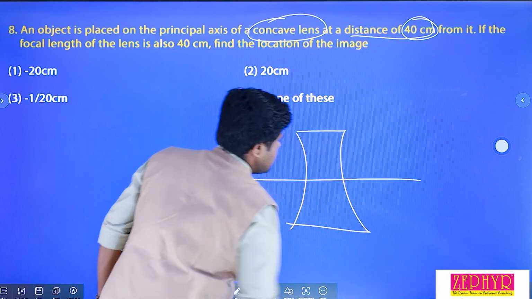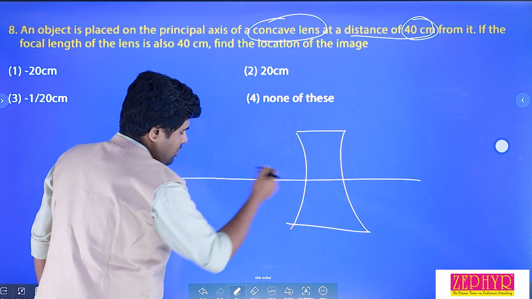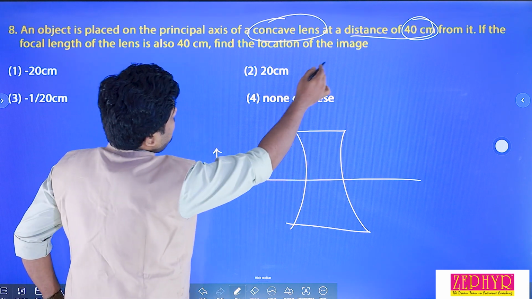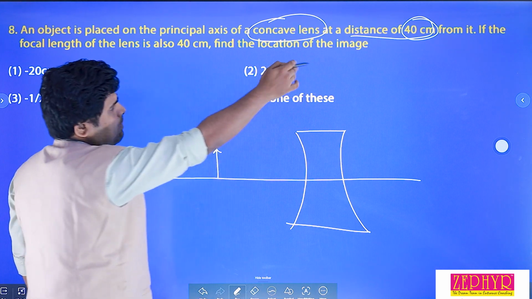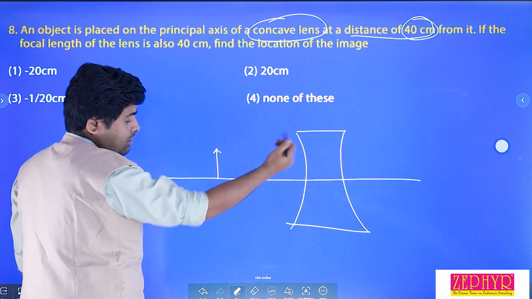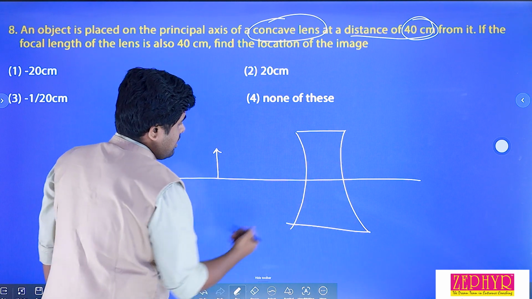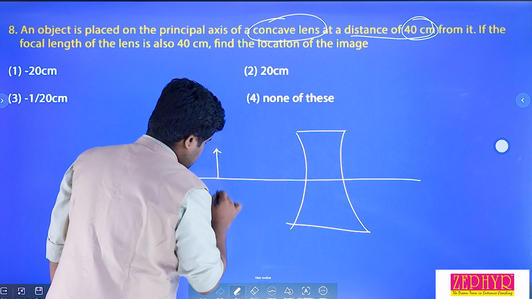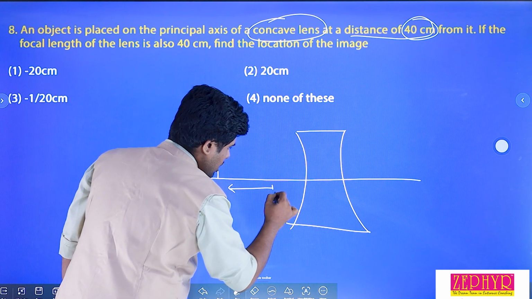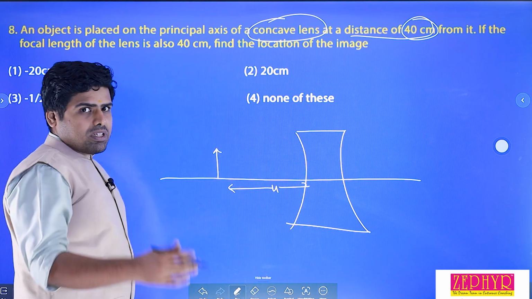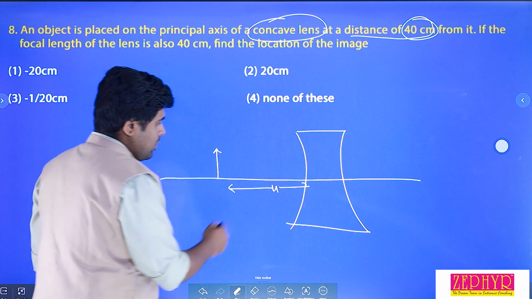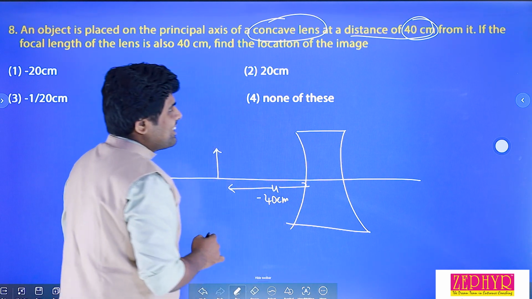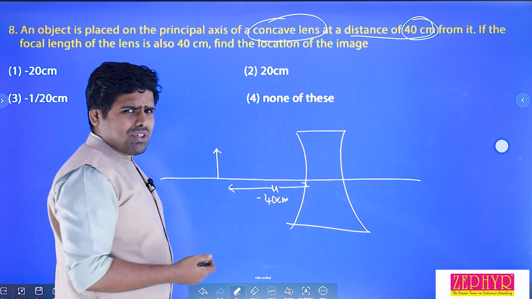See, this one is the principal axis, and our object is present here. Actually, it is at a distance of 40 centimeter from the concave lens, right? So here this one is the object distance. We represent that by using the letter u. Now u is equal to minus 40 centimeter. See why it is minus 40 centimeter.